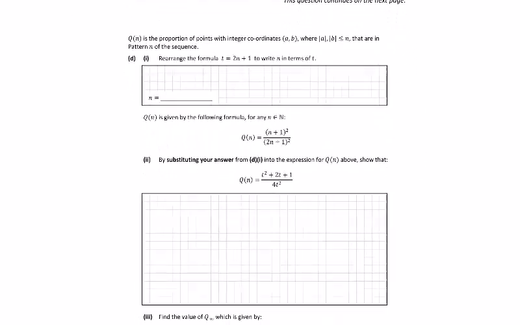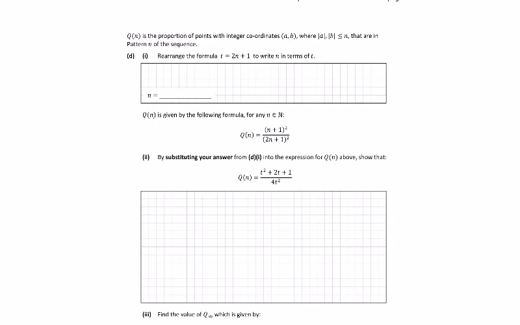Qn is the proportion of points with integer coordinates a, b, where the absolute values of a and b are less than or equal to n. Rearrange the formula. So back to first year, rearranging the formula. 2n is equal to t minus 1, so n is equal to t minus 1 over 2. Then we're told that Qn is given by this expression. By substituting your answer into this expression, show that Qn is t squared plus 2t plus 1 over 4t squared.